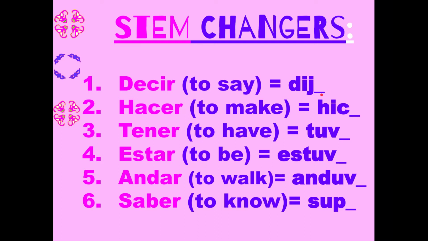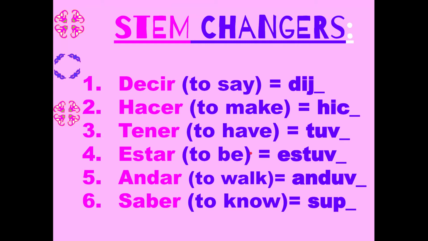Okay? The second one is hacer. It means to do or to make. And the stem is H-I-C. So, yo hice la tarea. I did the homework. The third one is tener. It means to have, and it changes to tuv. So if I say, did you have a good time? I would say, ¿tuviste un buen tiempo?